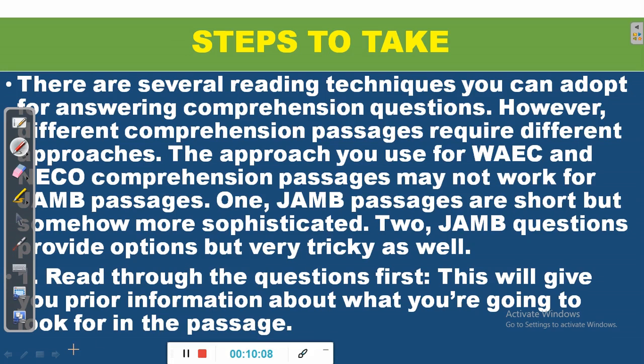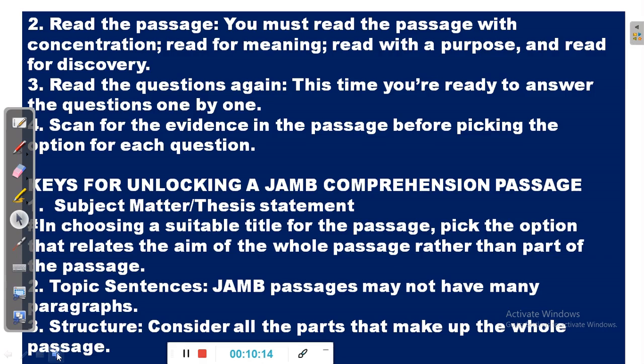Now let's look at step number 2. Step number 2, read the passage. You must read the passage with concentration. You must read for meaning. You must read with a purpose. And you must read for discovery. What do we mean by all this?